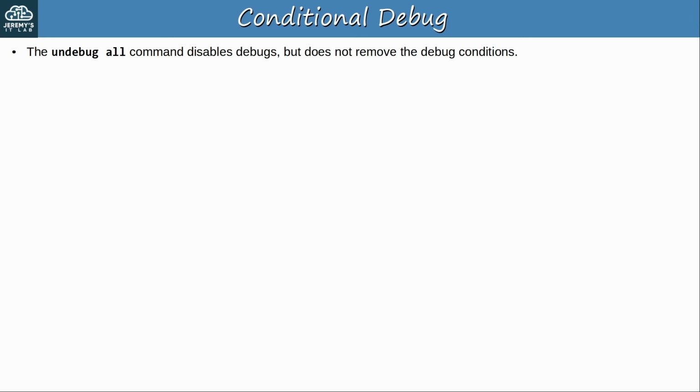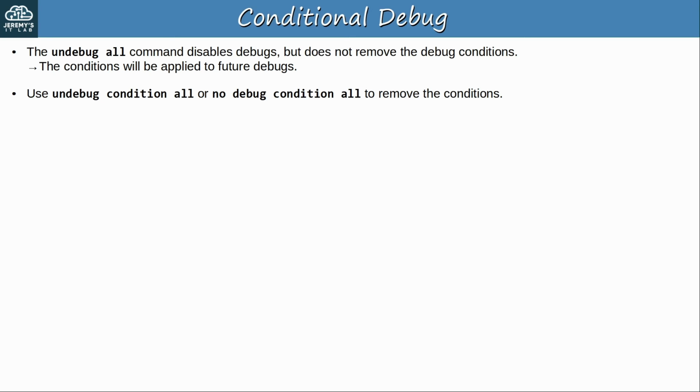Now let's look at how to remove debug conditions. The undebug all command disables debugs, but does not remove the debug conditions. That means the conditions will be applied to future debugs, unless you remove the conditions separately. To do so, use the undebug condition all or no debug condition all command. You can also specify specific conditions instead of all, either the condition number or name. For example, undebug condition 1 or undebug condition interface G0/0.